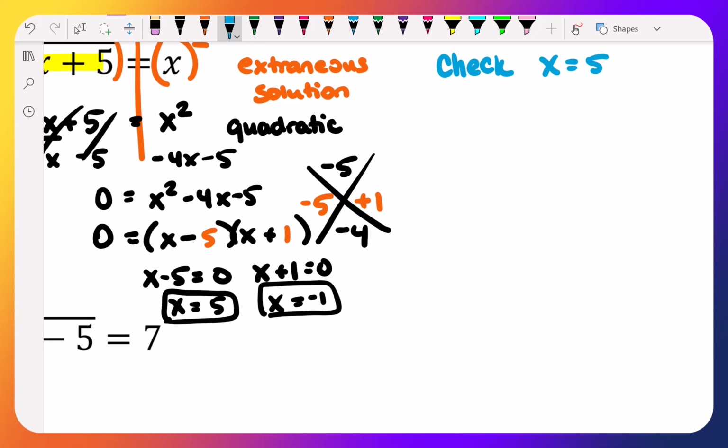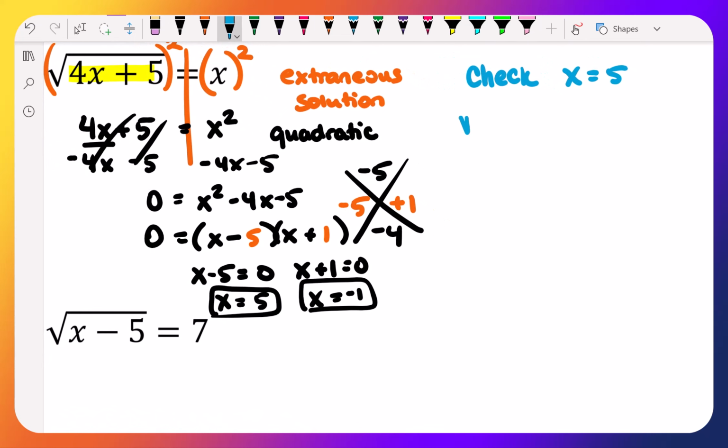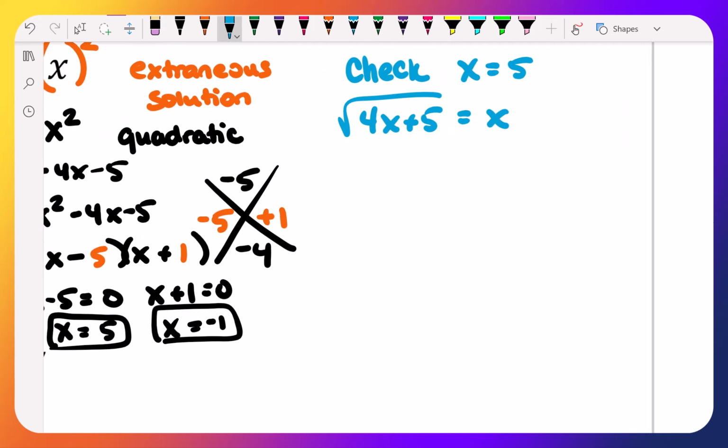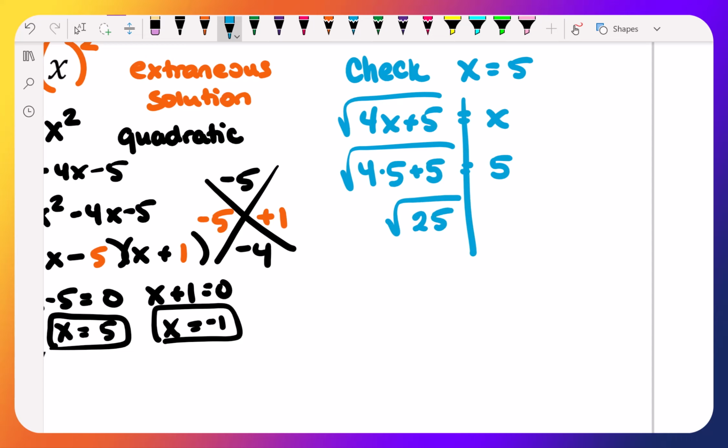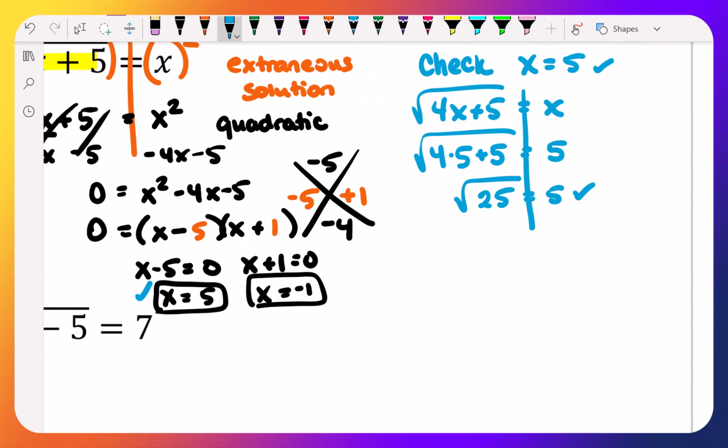So if I wanted to check x equals 5, you need to go back to your original function. And the original function looks like this. Okay. Then you're going to replace the 5 for any x. Then you have to verify, make sure that the left side is equal to the right side. So is the square root of 25 equal to 5? Yes, it is. So this one checks out. That means that this is going to be an actual solution.